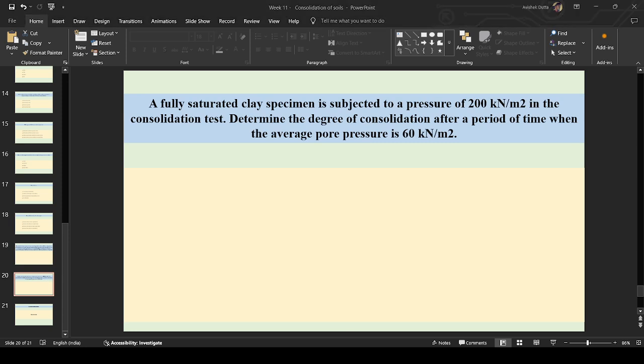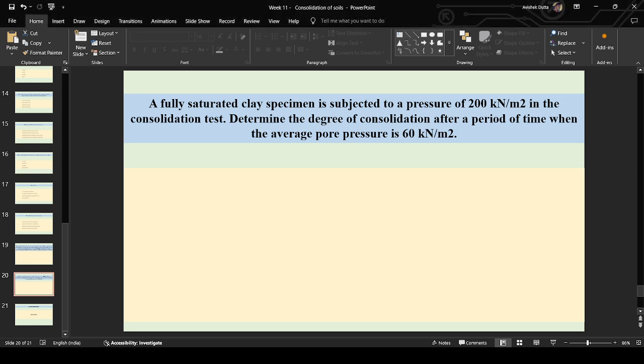Next question, the last question. A fully saturated clay specimen is subjected to a pressure of 200 kilonewton per meter square in the consolidation test. Determine the degree of consolidation after a period of time when the average pore pressure is 60 kilonewton per meter square.